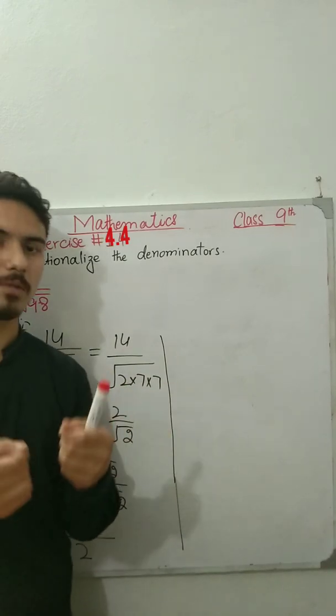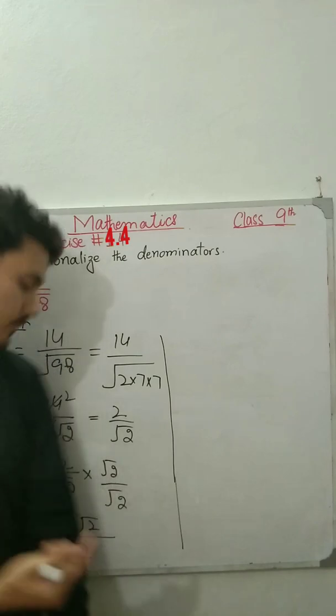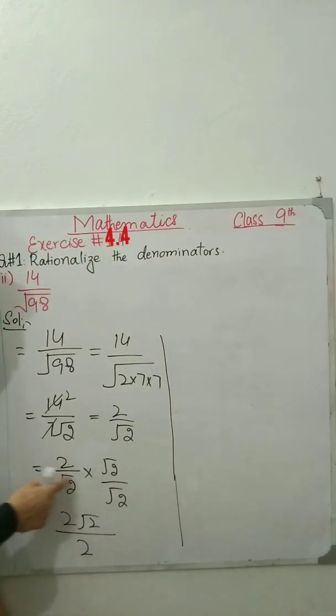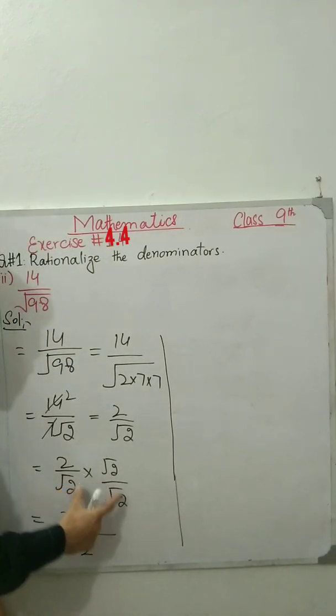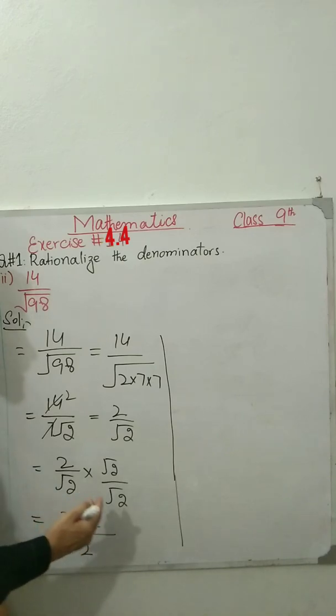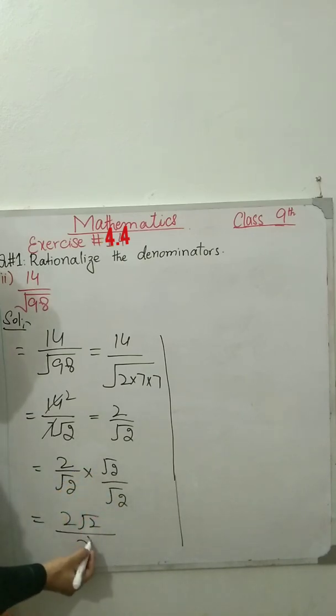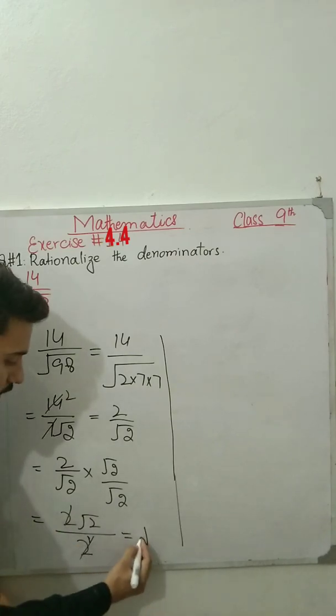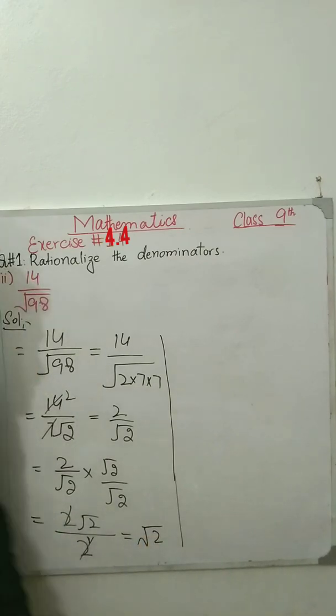Whenever the same bases multiply, the powers will be added. Its power is 1 by 2, which means half. When two same bases multiply, the powers will be added. Half plus half gives you 1. The power is 1 here. This will be cancelled out. What is left? You have square root 2 left as your answer.